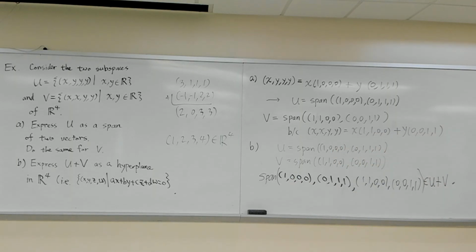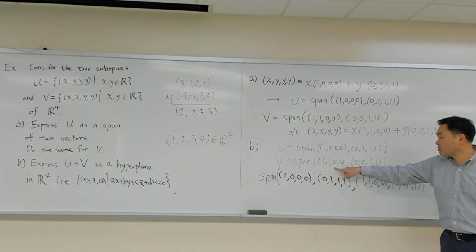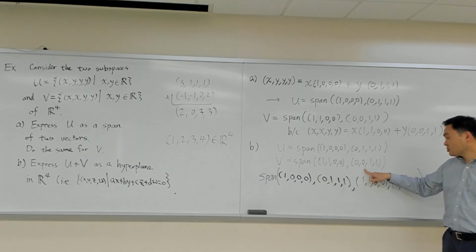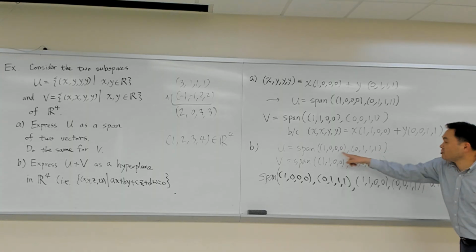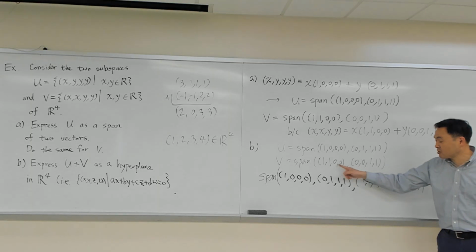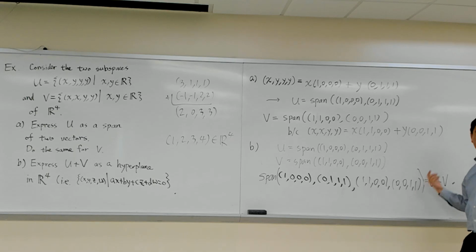Moreover, since each one of these is spanned by these guys, I know that they're equal. Because by definition, everything in here is a linear combination of these two, and everything in here is a linear combination of these two. So everything in here is a sum of a linear combination of these two guys and a linear combination of these two guys. So that's what it means by definition, right?